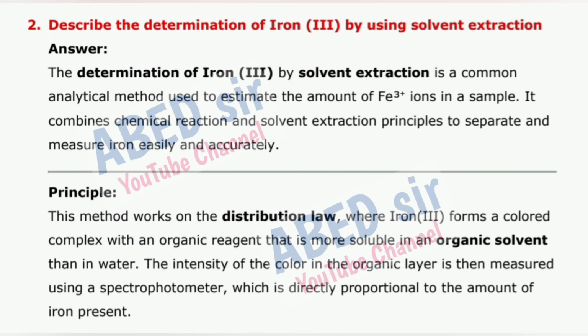Principle: this method works on the distribution law, where iron 3 forms a colored complex with an organic reagent that is more soluble in an organic solvent than in water. The intensity of the color in the organic layer is then measured using a spectrophotometer, which is directly proportional to the amount of iron present.